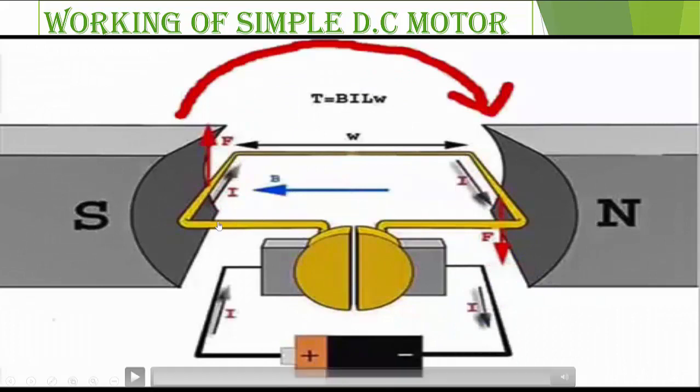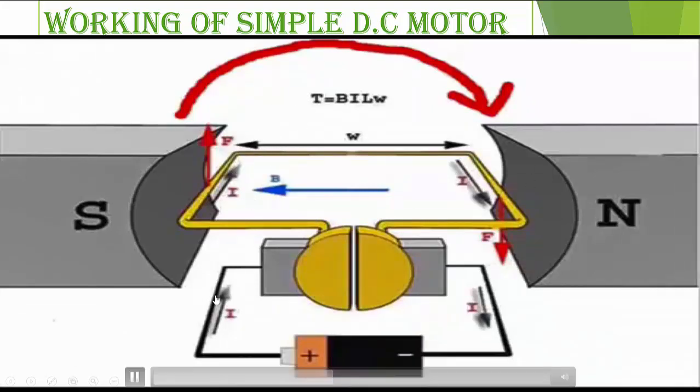Now we can see here one more thing. The AB side moves upward, and the CD side goes downward. So originally it was in horizontal position. Now when force acts on it, this side moves upward and this side moves downward. So this upward movement and downward movement produces a torque, and it moves to a vertical position, or it moves 90 degree.